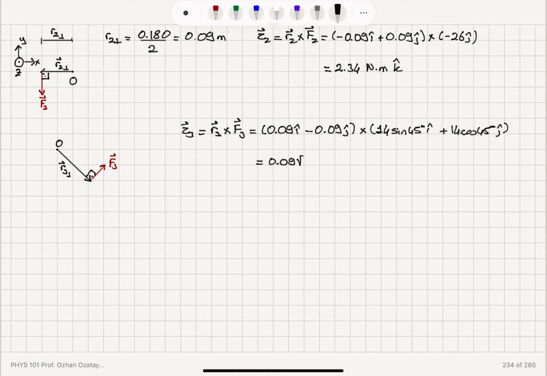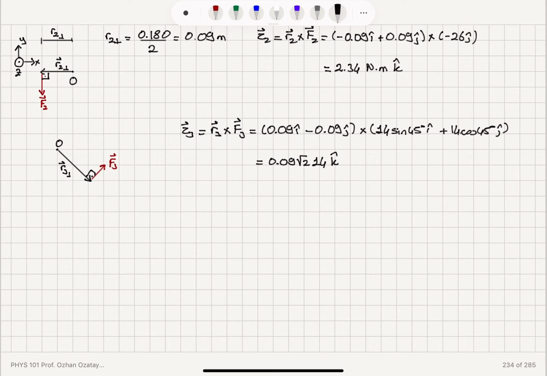So this will give us 0.09 square root 2 times 14 in the k hat direction. So we will encounter I hat cross j hat, which is k hat, and then we will encounter minus j hat cross I hat, which will be in the minus k hat direction. So these two will give us our final answer here.